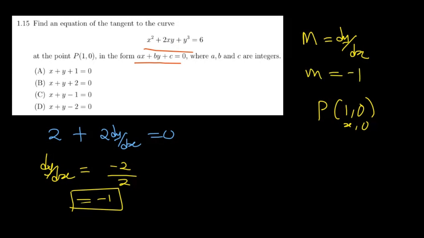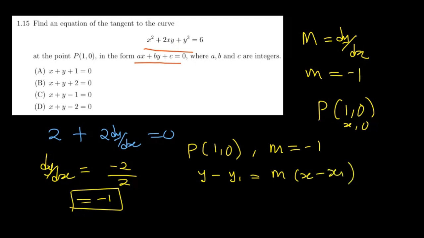So the gradient is actually minus 1. Okay, the gradient is minus 1. And the point is (1, 0). And the gradient is minus 1. So you can use the equation of a straight line to find this now. So y minus y1 is equals to m times x minus x1. So my y1 is 0, is equals to the gradient, minus 1, times x minus 1. So this will just be y is equals to minus x plus 1.